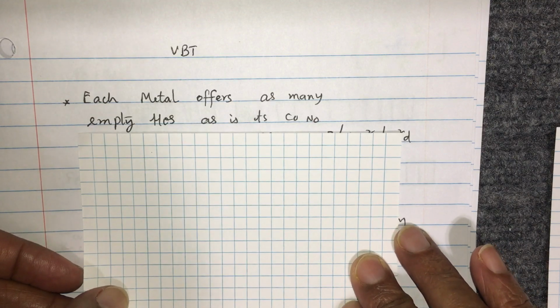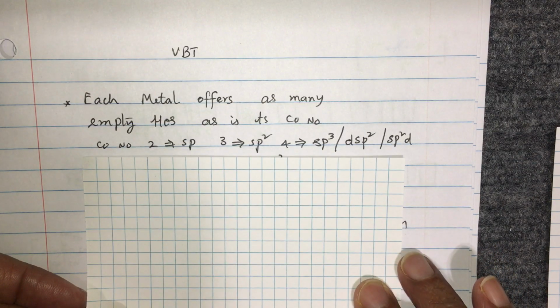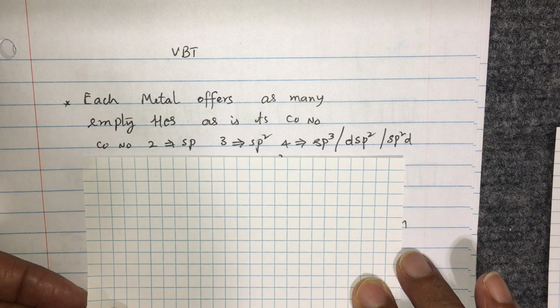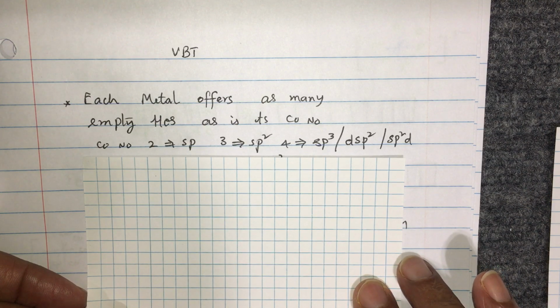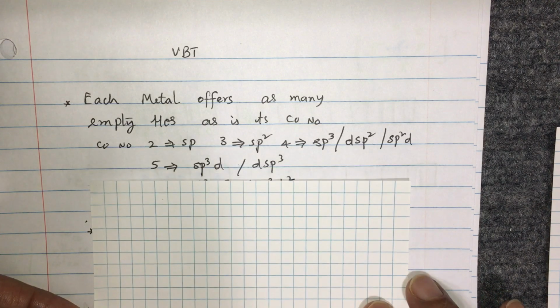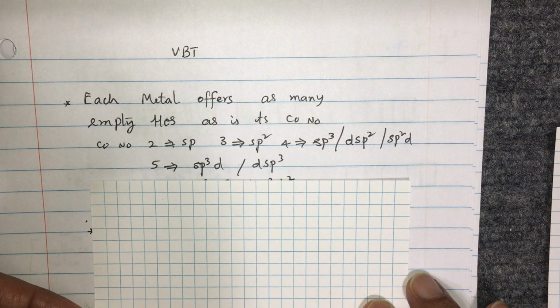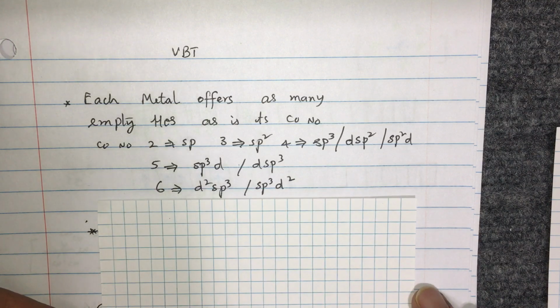its coordination number. The coordination number 2 means sp hybrid orbitals and 3 means sp2. 4 can indicate sp3, or dsp2. 5 can indicate either sp3d or dsp3. 6 can indicate d2sp3 or sp3d2.